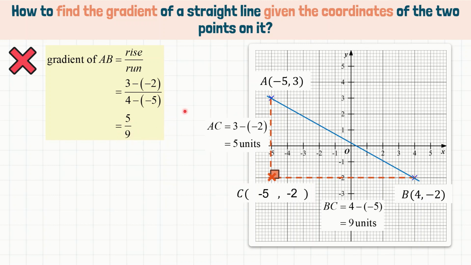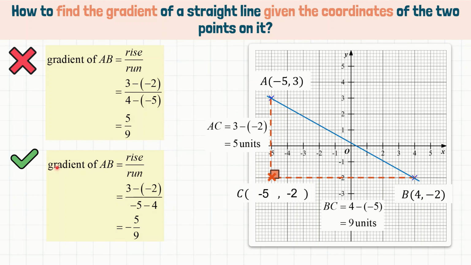And this seems to be giving us the problem of not being able to get the correct answer. So looking at how we get the correct answer, if we ensure that the coordinates are aligned, so they correspond, meaning to say that if I'm taking 3 minus negative 2, 3 coming from the y coordinate of A, then in the denominator, it needs to be the x coordinate of A as well. So now I have negative 5 here and 3, that is the coordinates of A. Then 4 and negative 2, that is the coordinates of B. So that results in me getting the answer negative 5 over 9.